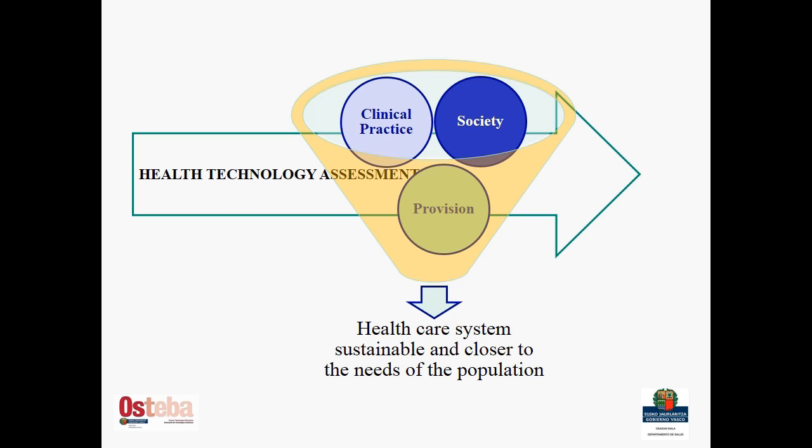So there are different agents or people making decisions. We have the society, which is demanding healthcare. We have the clinical practice, which is also demanding more and more opportunities. And we have decisions to be made in the provision. We cannot put that in the basket. There will be some decisions in order to have a healthcare system more sustainable and closer to the needs of the population we have. And maybe health technology assessment is a tool that could influence these different perceived needs and decisions to be taken.